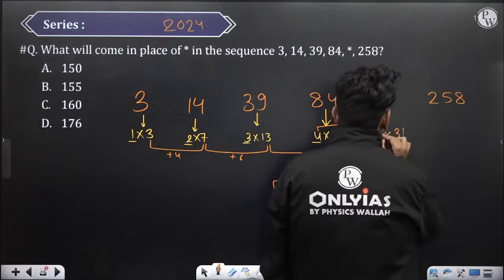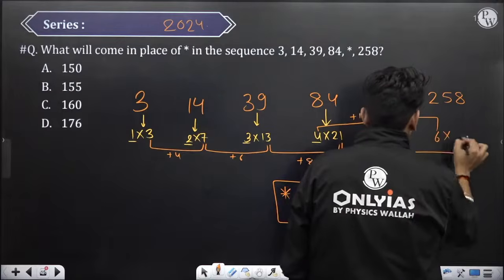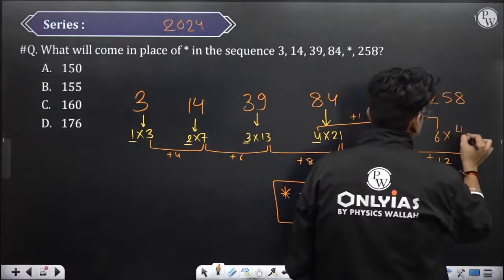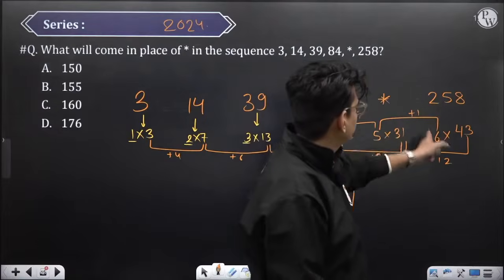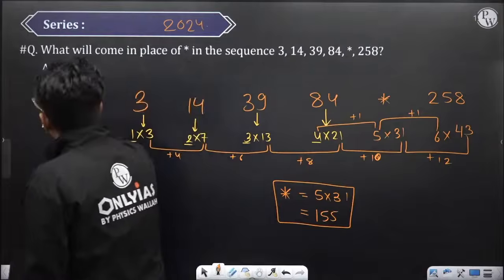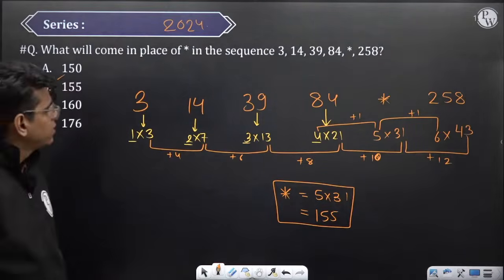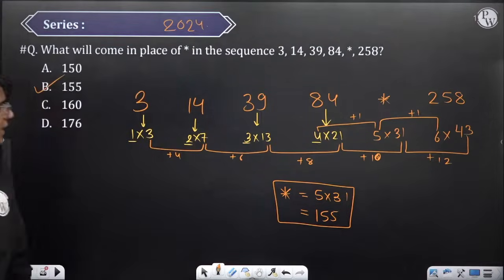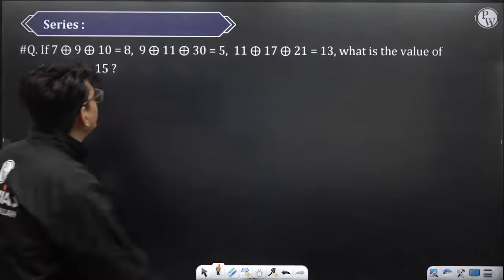Now for the next term, if I increase the first factor by 1, which is 6, and increase the next factor by plus 12, this will be 43. So 6 into 43 is 258. So this is also satisfying. So star will be 155. Done. This is your question from 2024. Let's see the next question. The next question is from 2023.